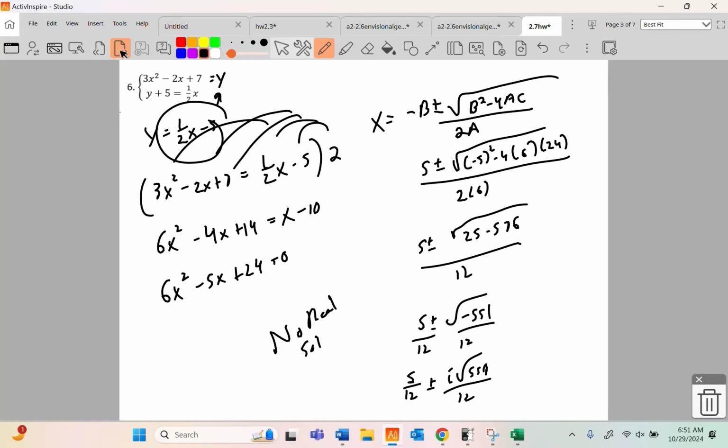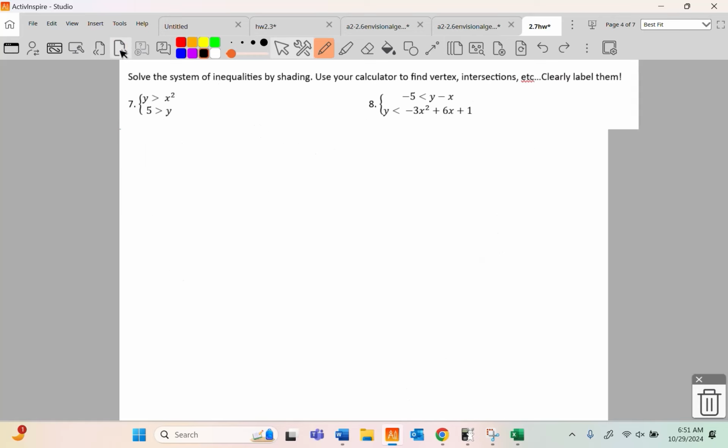I am burning through time that I don't have. I still got to finish a twin for y'all. All right, solve the system of inequalities by shading. Use your calculator to find the vertex, the intersections, and clearly label them. Now, in order to use your TI-84, you're going to have to solve these things for y. So we'd move the 5 over. Let's leave the y on the right. We'd move the x over, x minus 5. And that one I can graph by hand.